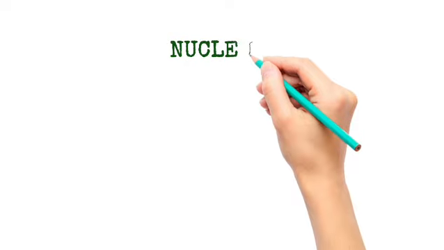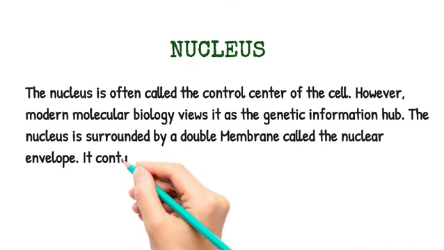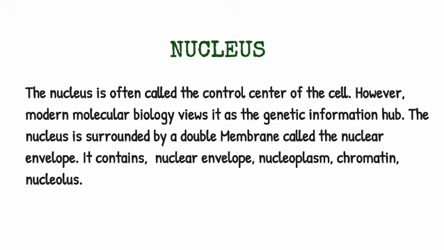Let me say something about the nucleus. The nucleus is often called the control center of the cell. However, modern molecular biology views it as the genetic information hub. The nucleus is surrounded by a double membrane known as the nuclear envelope. The nucleus contains nuclear envelope, nucleoplasm, chromatin, and nucleolus.